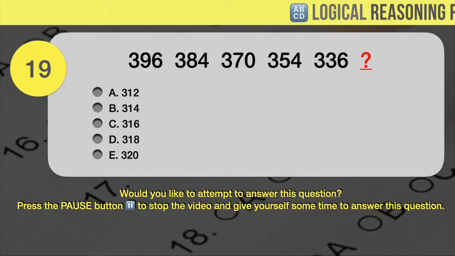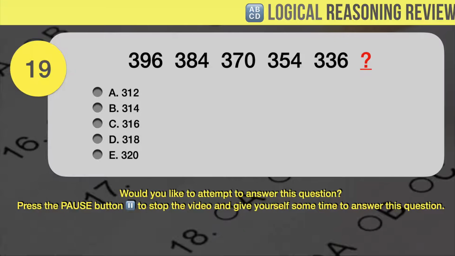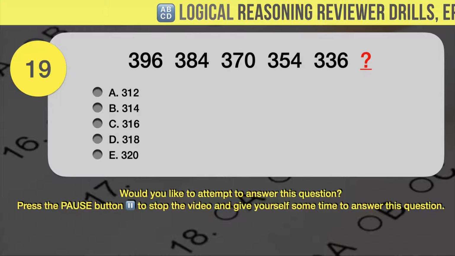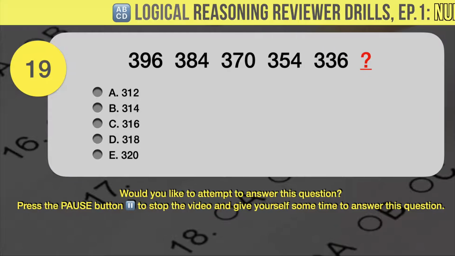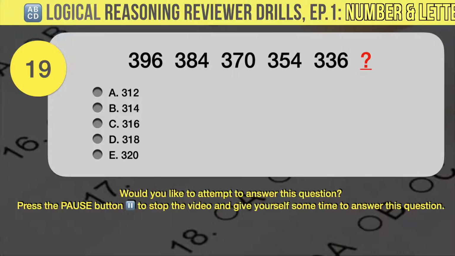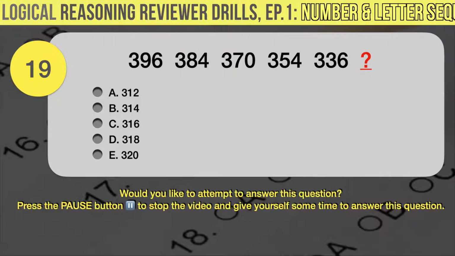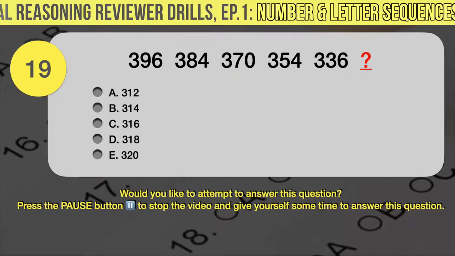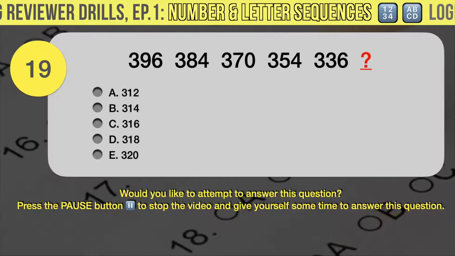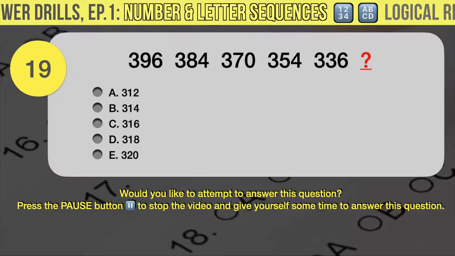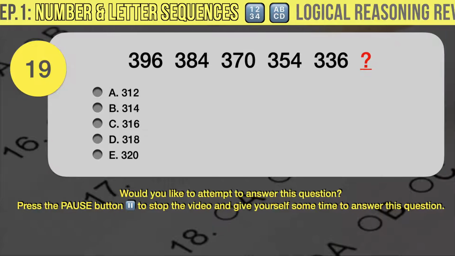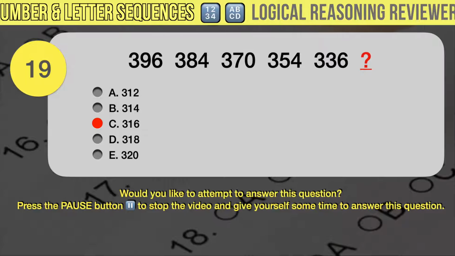Drill question number 19. Which number comes next in the following sequence? 396, 384, 370, 354, 336. Your answer choices are A, 312, B, 314, C, 316, D, 318, E, 320. The correct answer is C, 316.